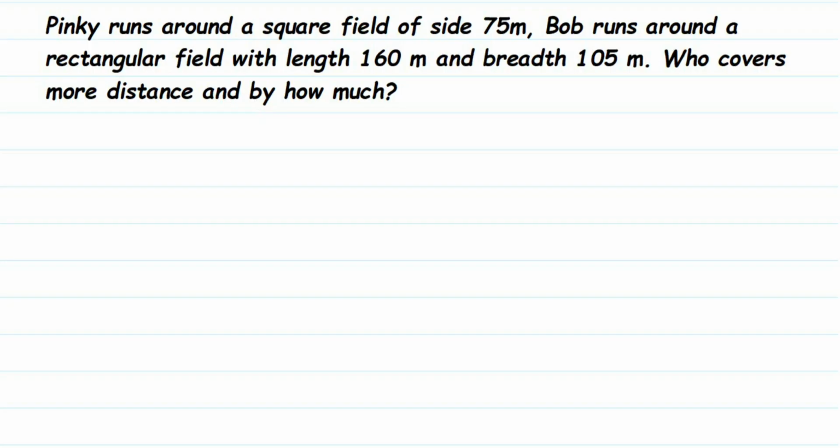Hey everyone, here's a question. Pinky runs around a square field of side 75 meter. Bob runs around a rectangular field with a length of 160 meter and breadth of 105 meter. Who covers more distance and by how much?